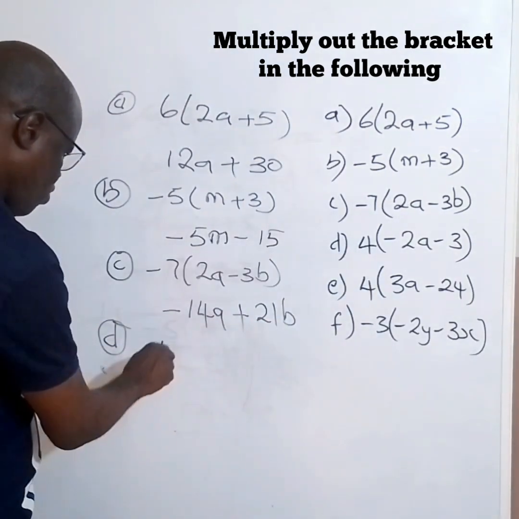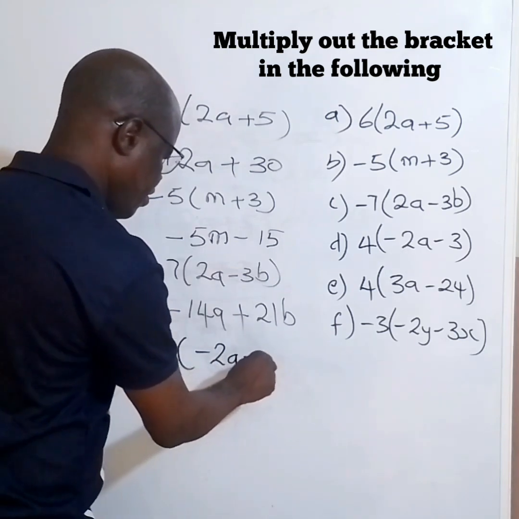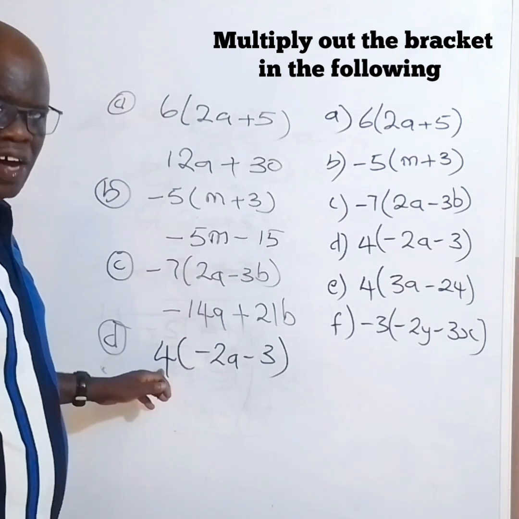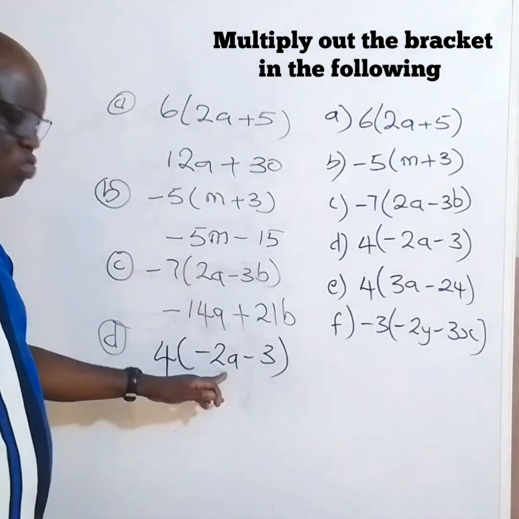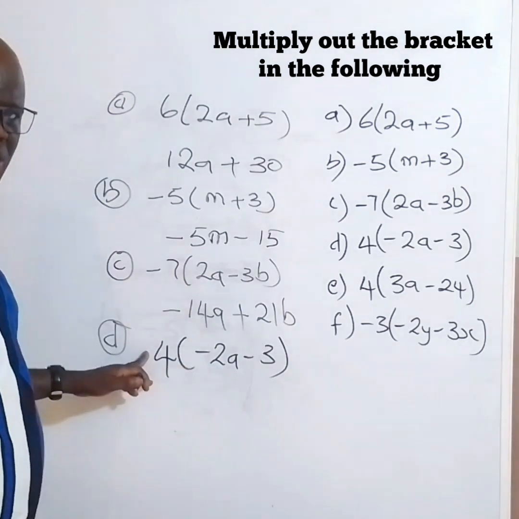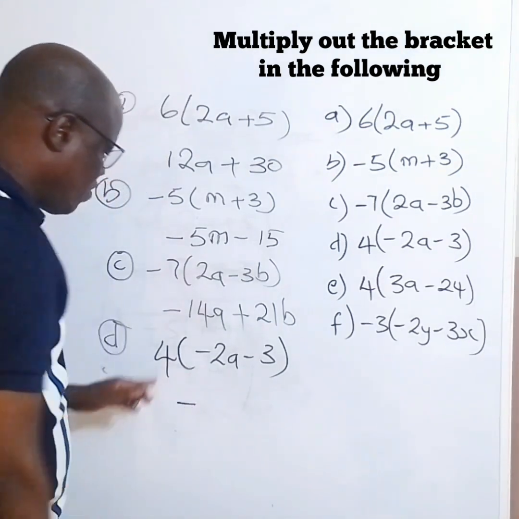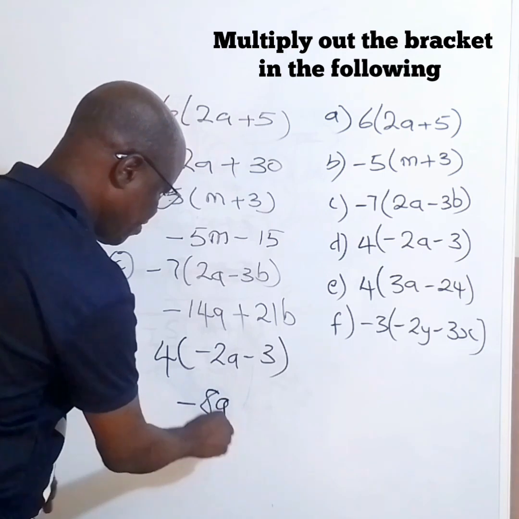Let's look at D part. You have 4 into 2a minus 3. So this 4 is multiplying out the bracket. So you multiply 4 by 2a. But don't forget that you have plus 4 here, minus here. Plus times minus is minus. 4 times 2 is 8. Then you put your a there.